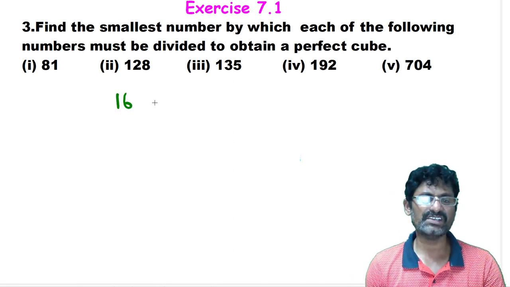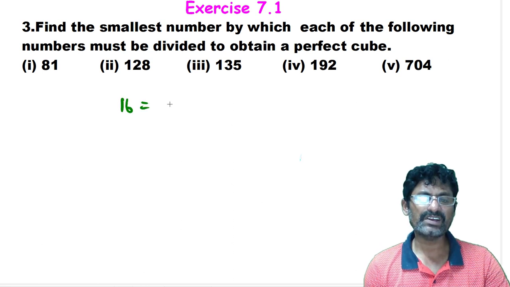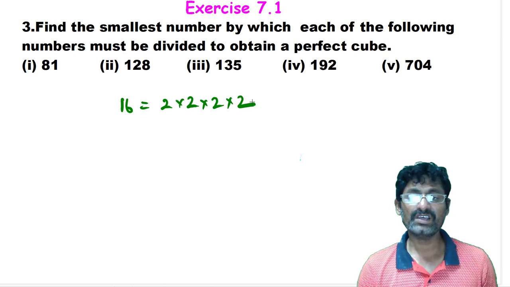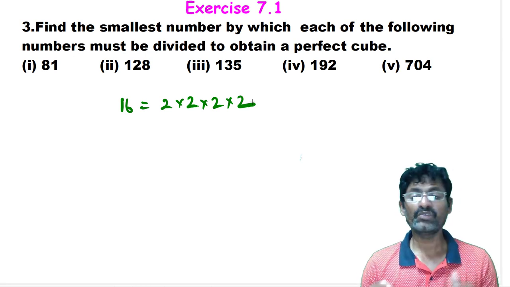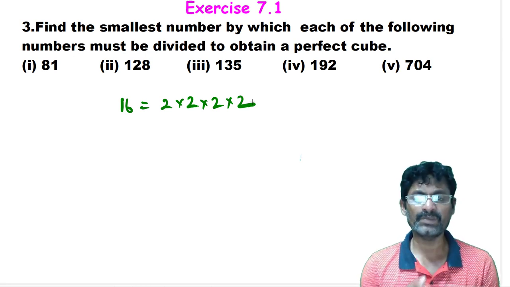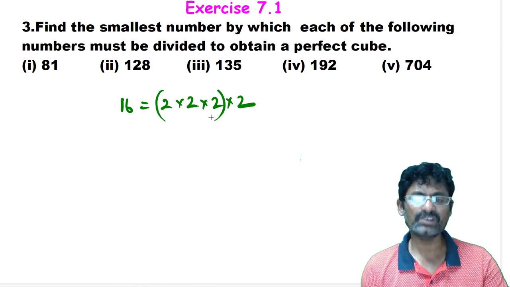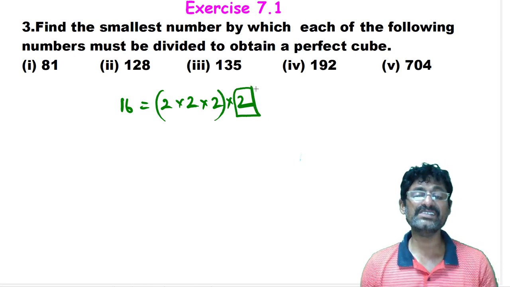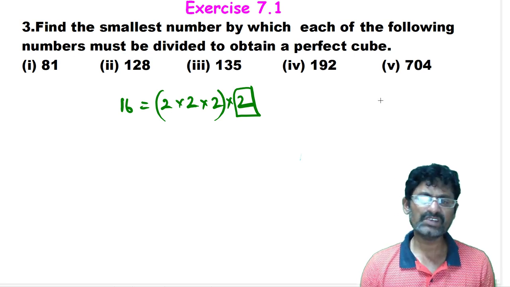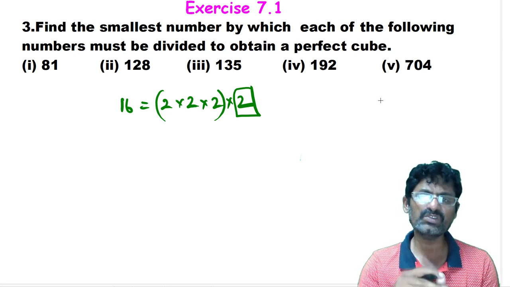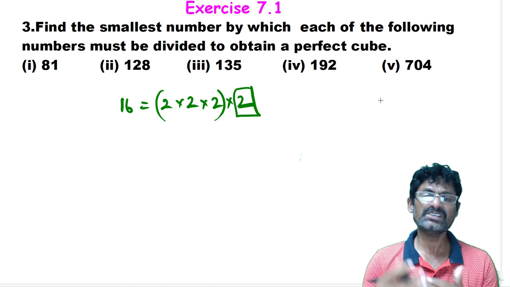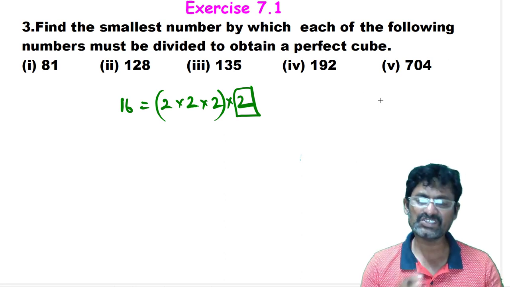Suppose you take 16. 16 can be written as 2 into 2 into 2 into 2. So here to get a perfect cube, we need triplets of equal numbers. Here 2 into 2 into 2, we have one triplet. Additionally, we have one more 2. This is excess actually, so we need to remove this 2. To remove this extra 2, what do we do? Just divide 16 by that extra 2.